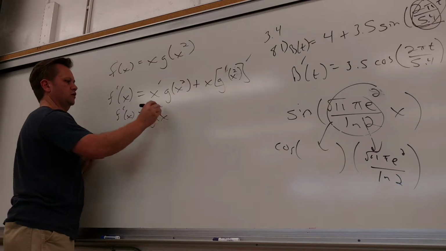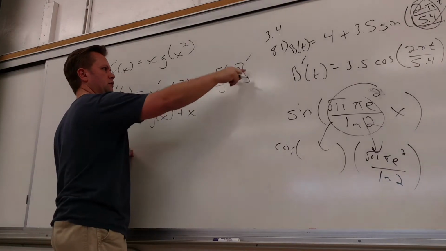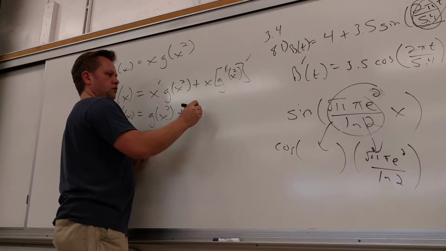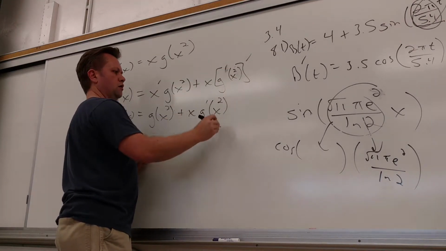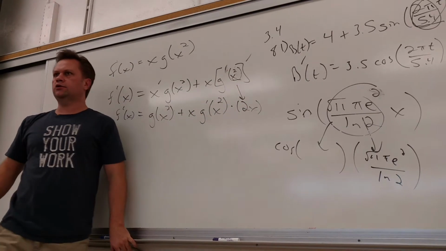Good. So we get g of x squared plus x. Now what happens here? g prime of x squared times the derivative of the inside. Good. All right, that's the chain rule.